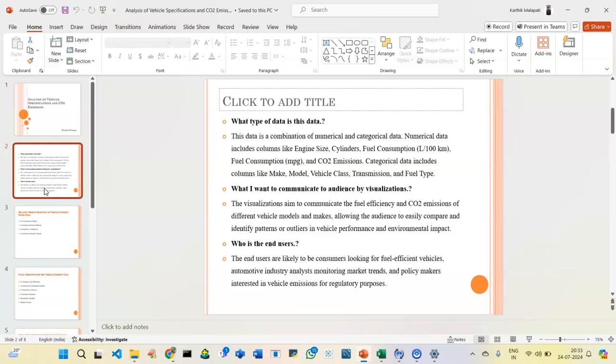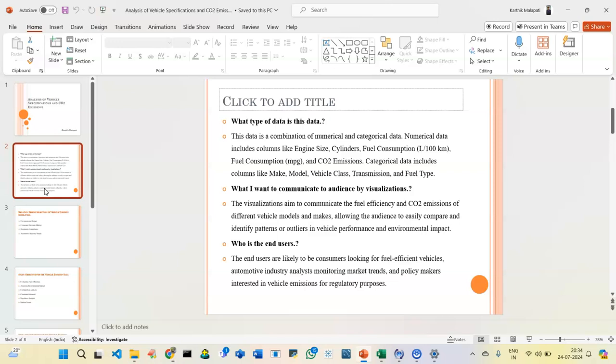So this data is a combination of numerical and categorical data. Numerical data includes columns like engine size, cylinders, fuel consumption in miles per gallon and liters per 100 kilometers, and CO2 emissions. Categorical data includes columns like make, model, vehicle class, transmission, and fuel type.